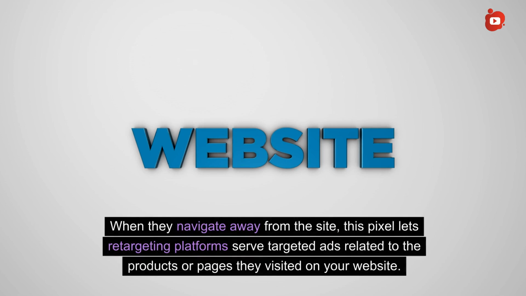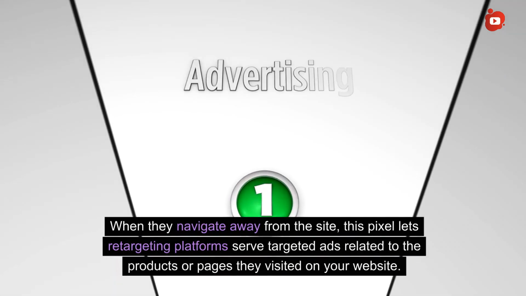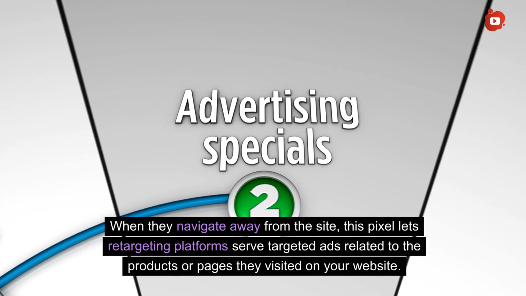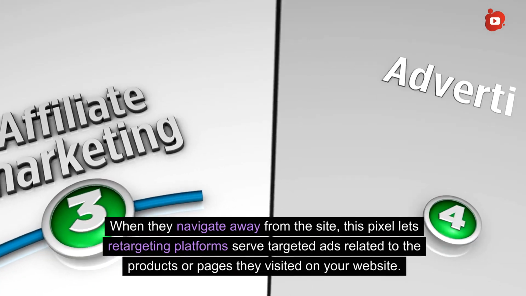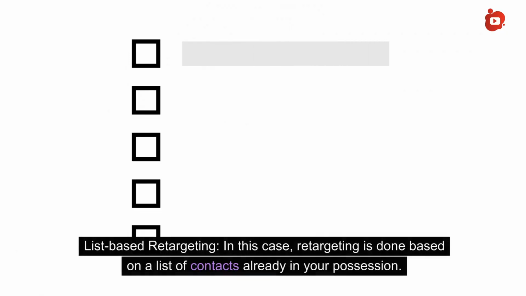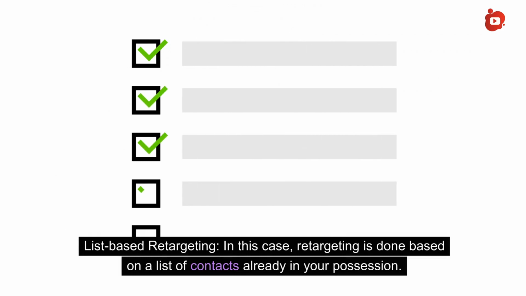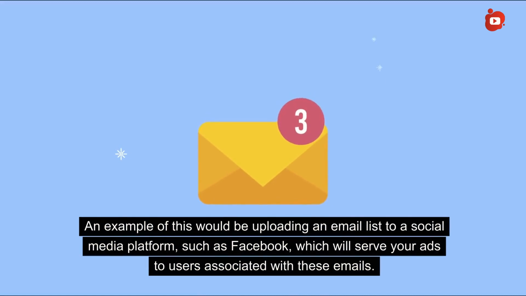When they navigate away from the site, this pixel lets retargeting platforms serve targeted ads related to the products or pages they visited on your website. List-based retargeting. In this case, retargeting is done based on a list of contacts already in your possession. An example of this would be uploading an email list to a social media platform, such as Facebook, which will serve your ads to users associated with these emails.